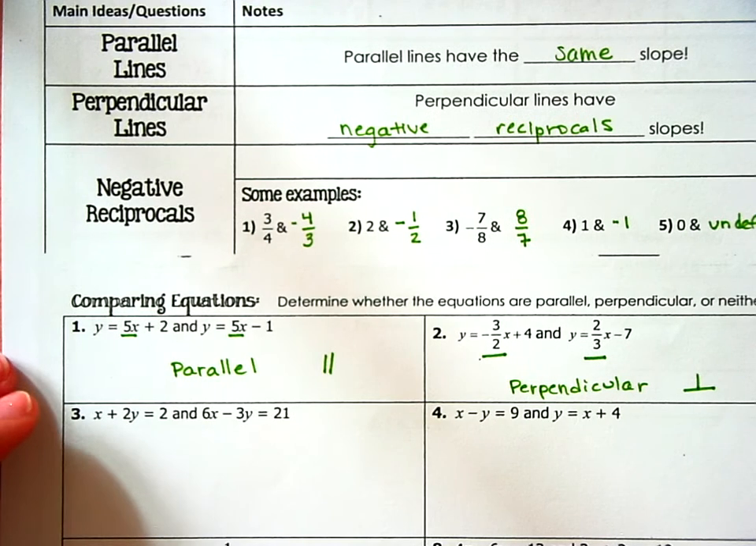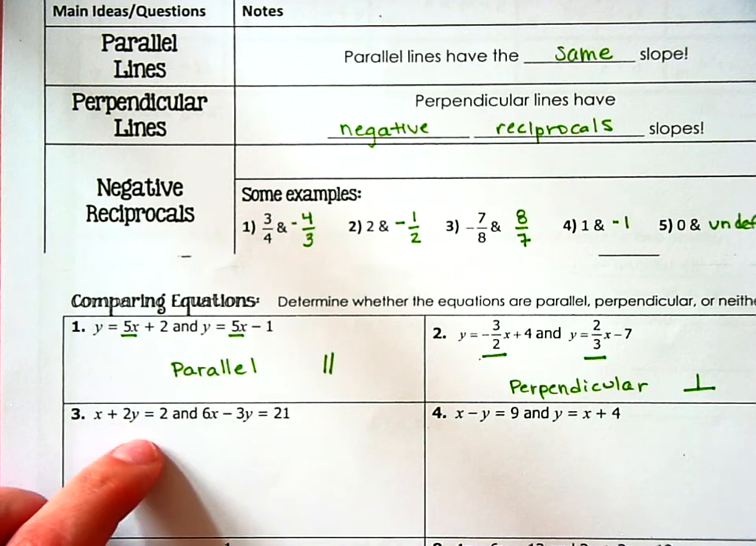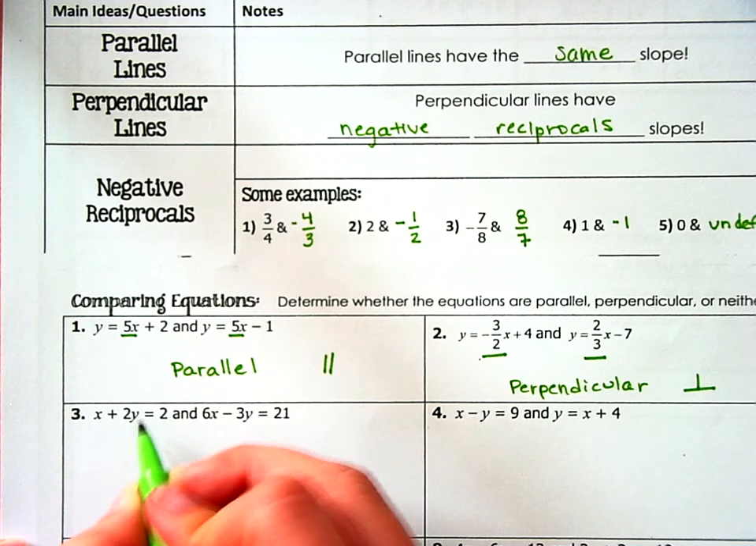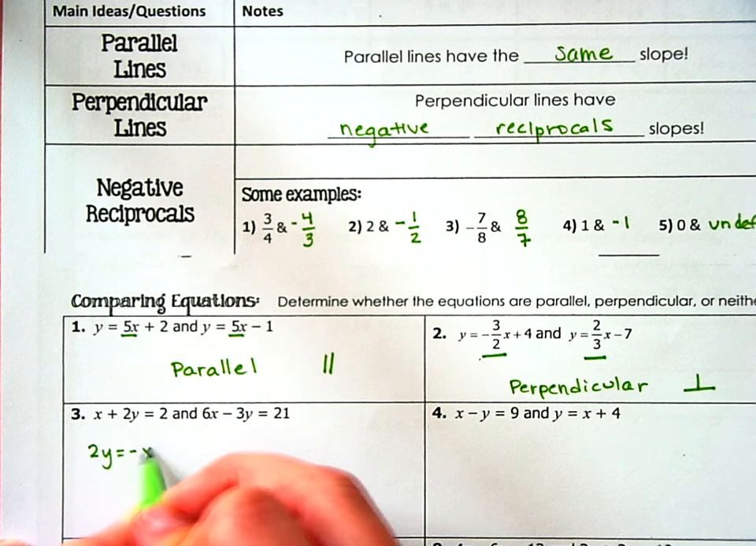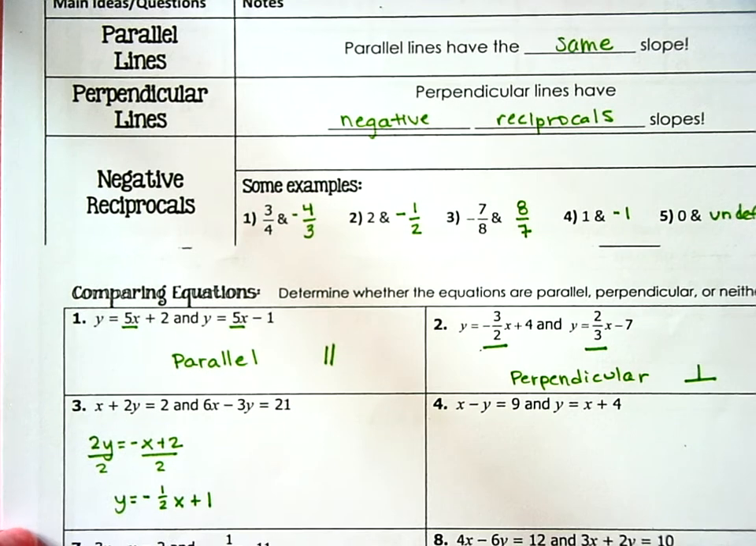All right, next one. Now unlike this one, we still have to find our slope, but these lines are not already in slope-intercept form. So we're going to solve for y first, then we can take a look at the slopes. So for this first equation, if I want to isolate y, I'm going to subtract x from both sides of the equation. So I have 2y equals negative x plus 2. And I want to divide both sides by 2. Make sure you divide everything by 2. So now I have y equals negative 1/2 x plus 1. So I just divided each one of those terms by 2.